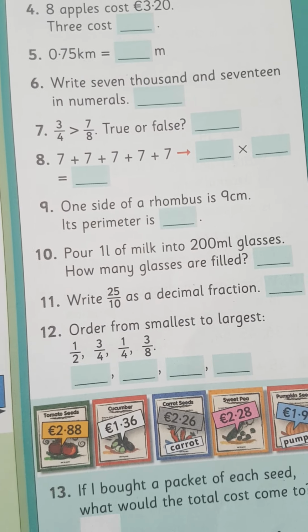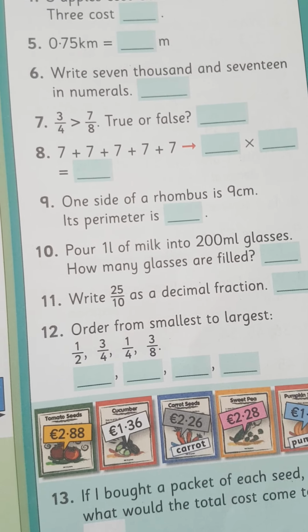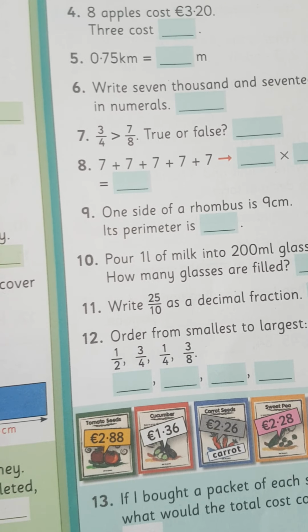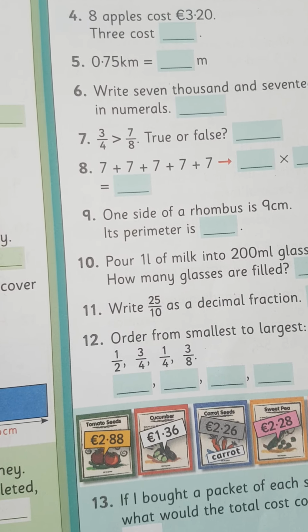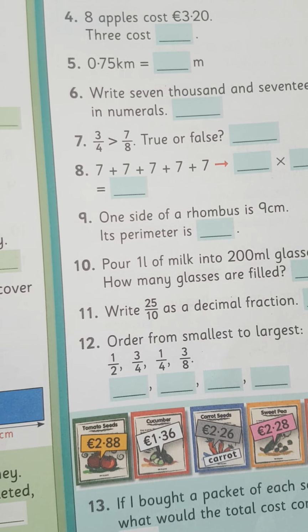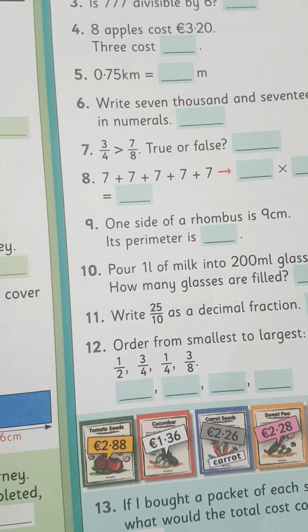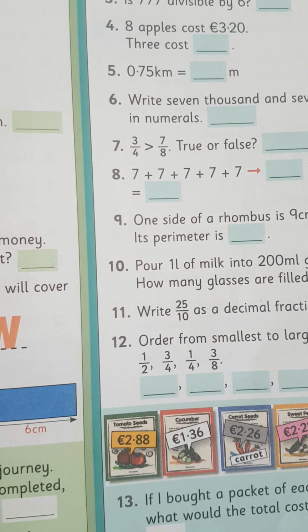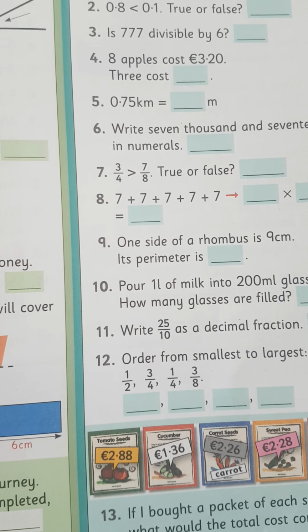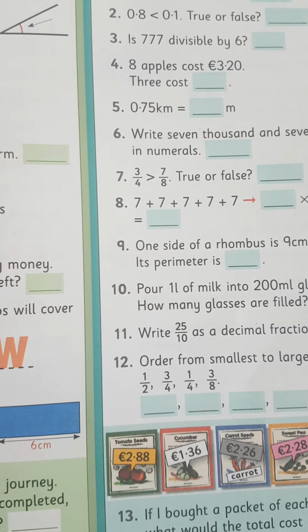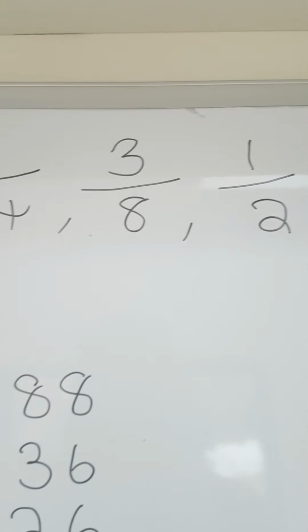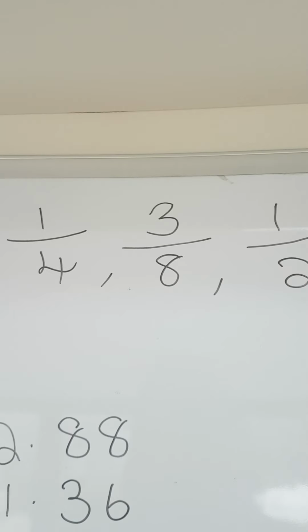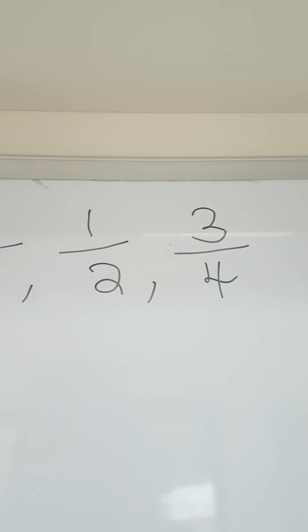Okay, question 12. Order from smallest to largest. Sometimes these are a little bit tricky because you kind of have to change the fractions in your head to work them out. So I've got a half, 3/4, 1/4, and 3/8. So straight away I'm thinking 1/4 is the smallest. I know 1/4 would be the same as 2/8. So yeah, that would be smaller than 3/8. So I think 1/4 would come first. Then 1/2 and 3/4. Now 3/4 I know is bigger than 1/2. 4/8 would be the same as 1/2. So 3/8 must come next. And then you would have your 1/2 and then 3/4. So I would say 1/4, 3/8, 1/2, and then 3/4 for this one.